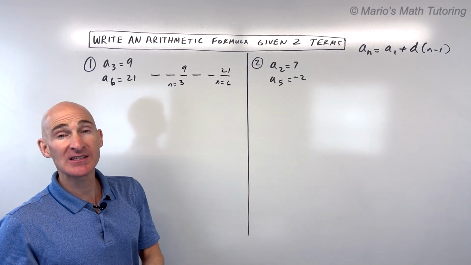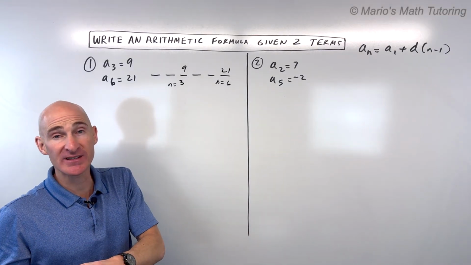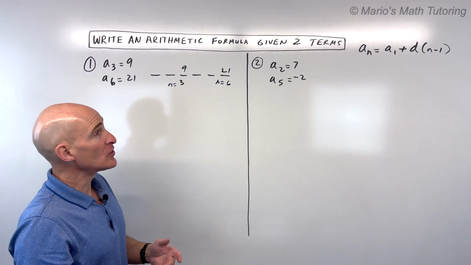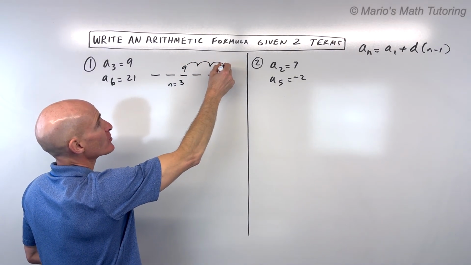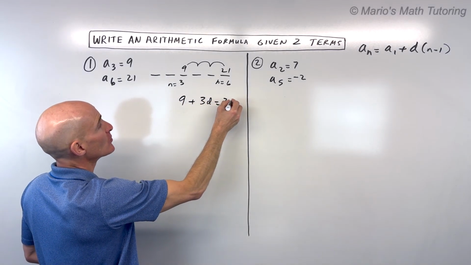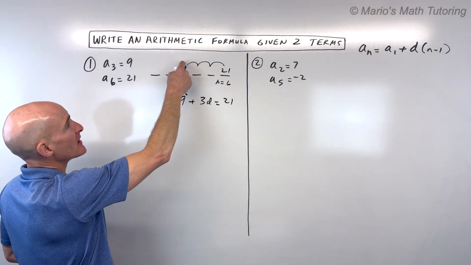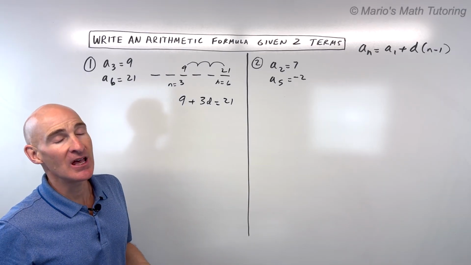Now, with arithmetic sequences, we know that we're adding or subtracting the same common difference, the d value, to get to the next term. So one way to do this is you could say, I'm adding the common difference once, twice, 3 times. So I could say 9 plus 3d equals 21. That's one way to do it and solve for d. Once you find d, you could then subtract or do the opposite to get back to the first term, okay?